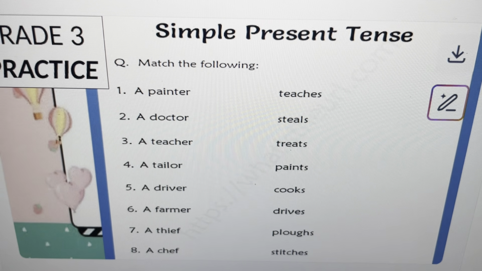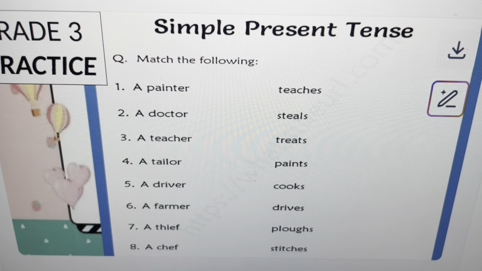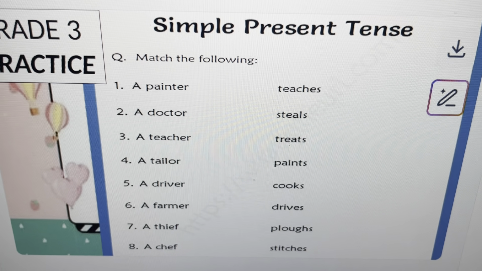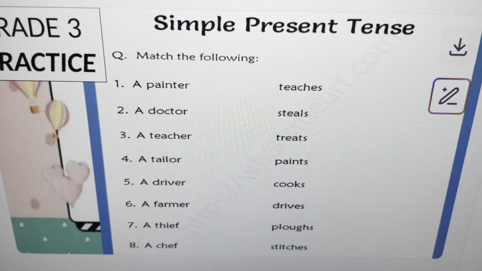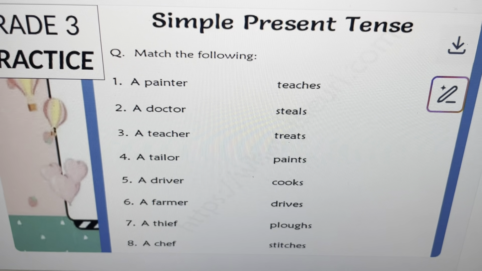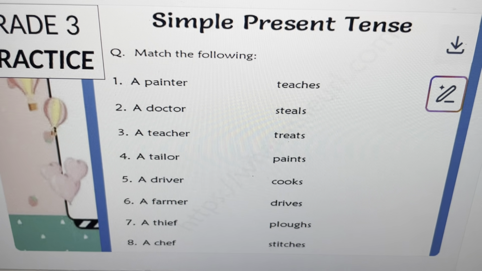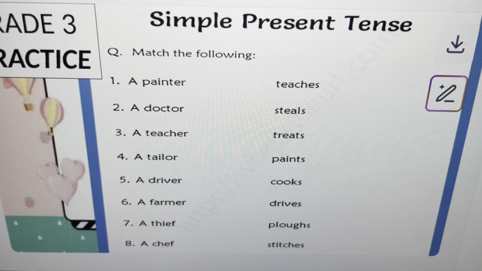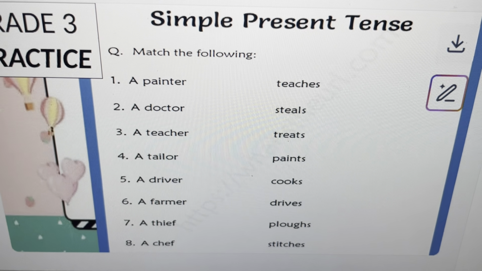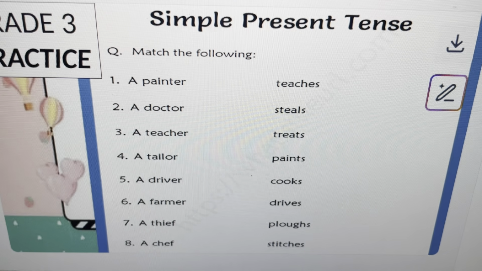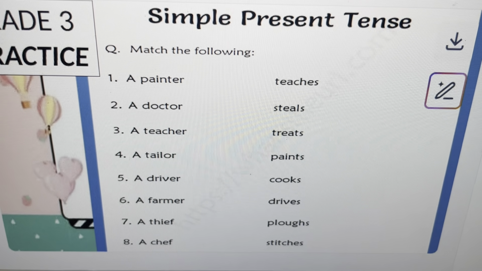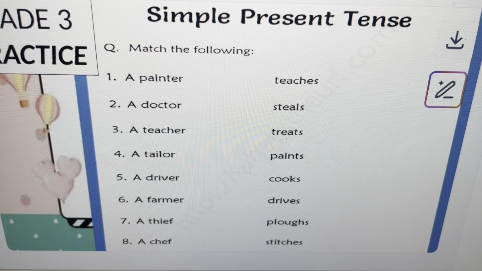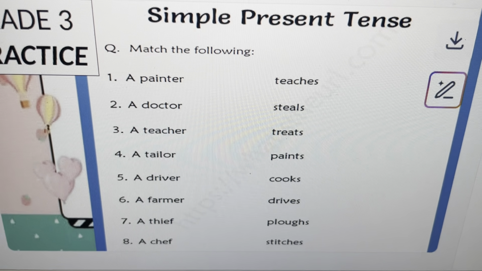Now we can do the practice for s and es, where it goes for present tense. Match the following. A painter, what does the painter do? Check the next column. A painter paints. We add here s only. A doctor treats. Add s. A teacher teaches.